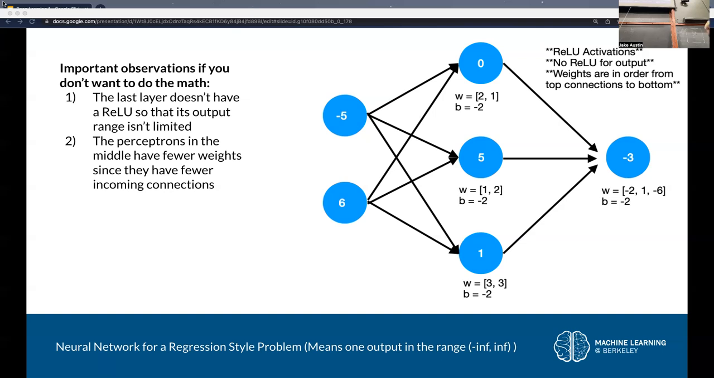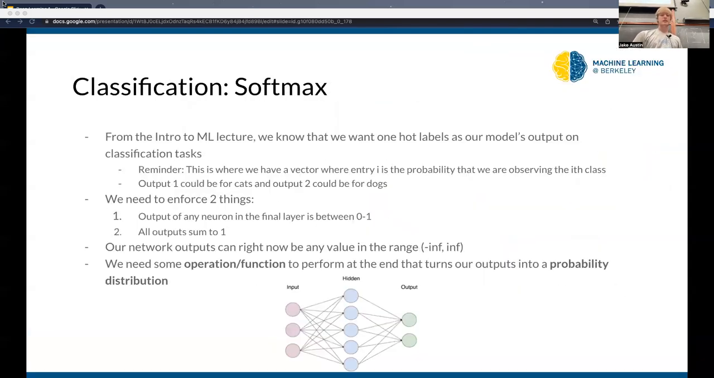Maybe it's 50% sure that it's a 2, maybe 50% sure that it's a 7. How do we make sure that our model's output can be interpreted as the odds of it being a certain class? We're going to use one last operation at the very end of our neural network. That's called softmax.